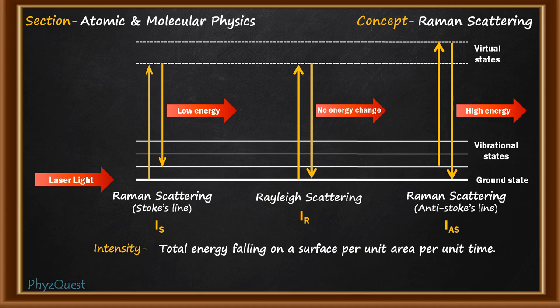Next, when we talk about the anti-Stokes line, this needs the electron to already be in a higher vibrational level. The possibility of the electron already being in a higher vibrational level is very low, and for this reason the anti-Stokes line will have the least intensity. So finally, if you write down the sequence here, IR is greater than IS is greater than IAS.